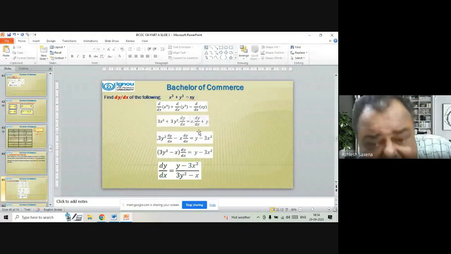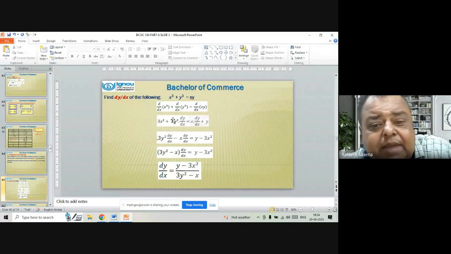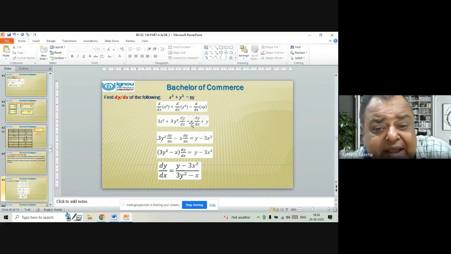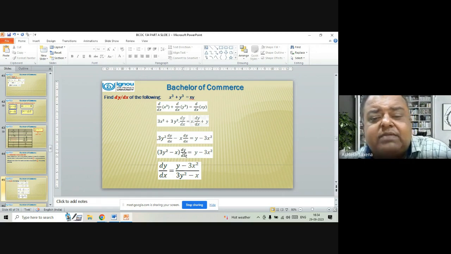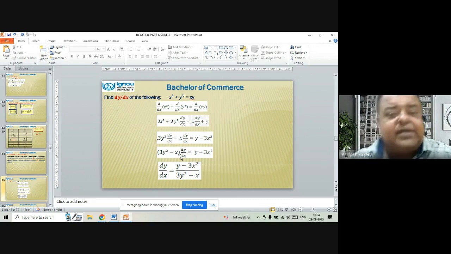Now, simplify it, open it, bring all dy by dx on the same side. So I will be bringing this over here and taking this over there. So this will be 3y square dy by dx minus x dy by dx equal to y minus 3x square. Take dy by dx common. You will be left with 3y square minus x, equal to y minus 3x square. Bring it down, so dy by dx will be y minus 3x square upon 3y square minus x. This is the derivative for an implicit function.